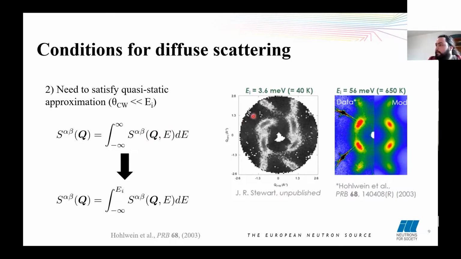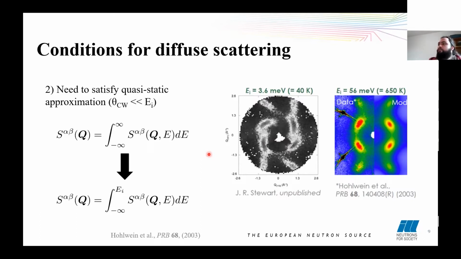So this is a manganese oxide, which has a Curie-Weiss temperature of about 116 Kelvin. You can see that if our incident temperature is much smaller, then we don't see the full picture. We simply see artifacts which are not actually there. It's just part of the picture. But if our incident temperature is much larger, so 650 Kelvin in this case, then we do see the full picture, and you can see it matches quite well with the model.